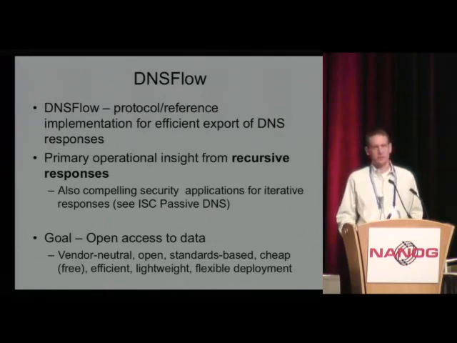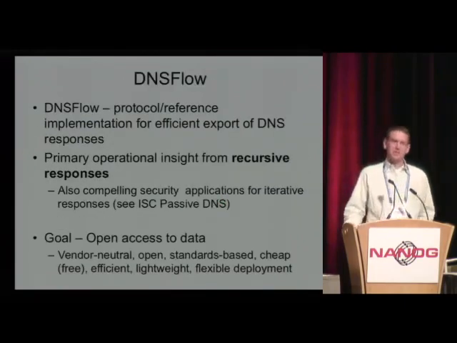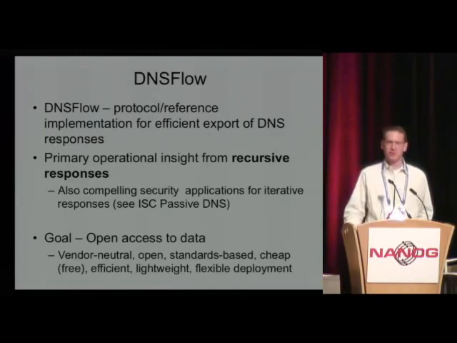And the goal of DNSFlow, the thing I'm most interested in, is getting open access to this data. The problem right now is that there's not really any easy way to get access to these recursive responses. You can enable syslog on a DNS server, but that will pretty much crush the server. And beyond that, there's not really any open, standardized way to get this information out.